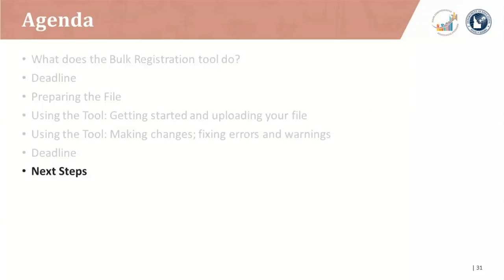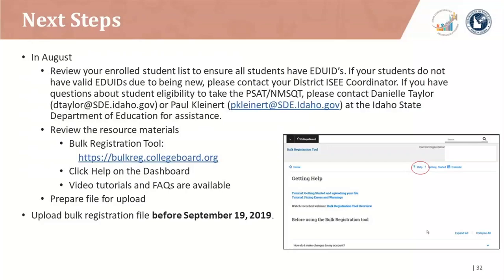So what are some next steps? This month, during the month of August, we ask that you review your enrolled student list to ensure all students have EDU IDs. If your students do not have valid EDU IDs, please contact your district ISEE coordinator. And if you have questions about student eligibility to take the PSAT NMSQT, please contact Danielle Taylor or Paul Kleinert at the SDE for assistance.